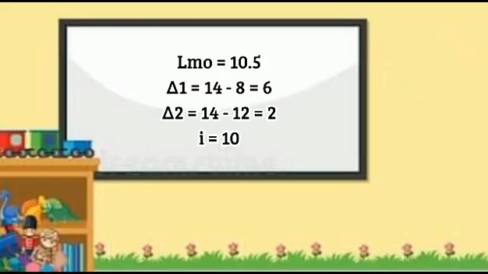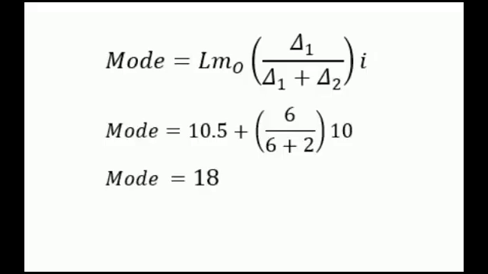It's time to substitute in the formula and solve to find the mode. Mode equals Lmo plus delta 1 over delta 1 plus delta 2 times i, which is equal to 10.5 plus 6 over 6 plus 2 times 10. That will result to 18. So that was the mean, the median, and the mode of the measures of central tendency in grouped data.